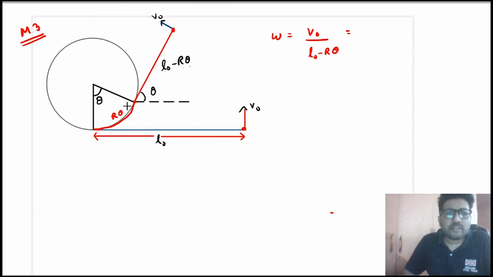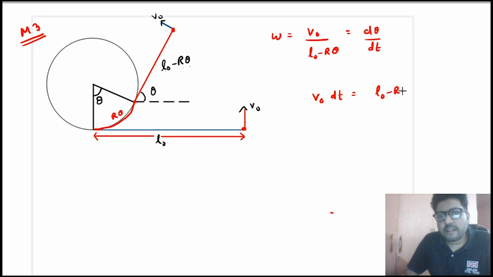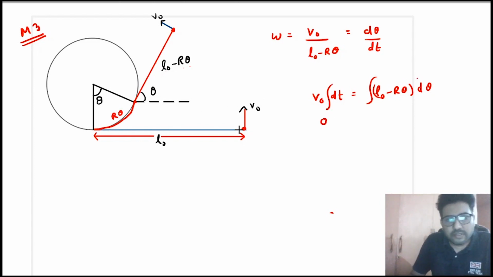Now you also know that this omega is the rate at which angle is changing, and this will be equal to d theta by dt. So from this you will get v0 dt is equal to L0 minus r theta d theta. Again you will integrate it. So at t equal to 0, you can see that the disk was at this position and the angle theta was 0. Okay, and at final time t, when the complete length of the thread has wrapped around the cylinder, the length of the arc becomes L0, and you know that the length of the arc is equal to r theta, so the final theta will be L0 by r.